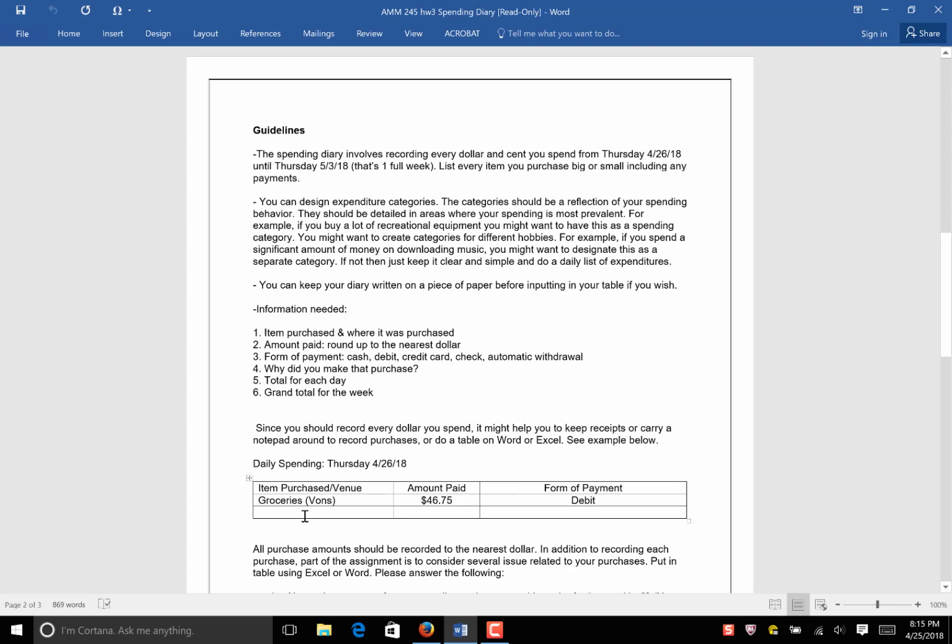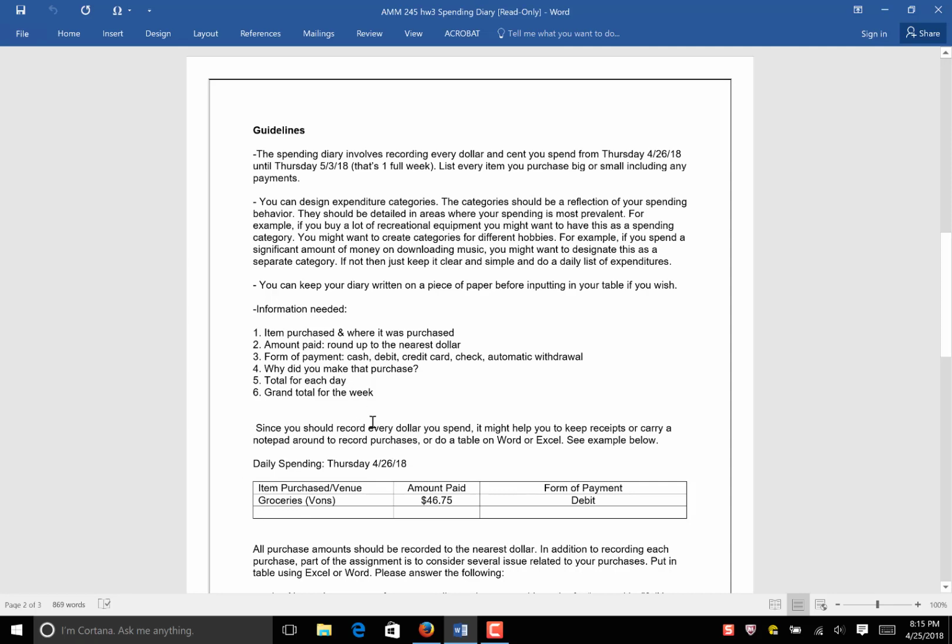Where you have the item purchased, the venue, the place, amount paid. So I'll just use myself as an example: amount paid, and form of payment, debit. Okay, so that was my last transaction. That could be an example of how you can do that. Now, once you do that for the day, you need a total for each day and a grand total for the week.